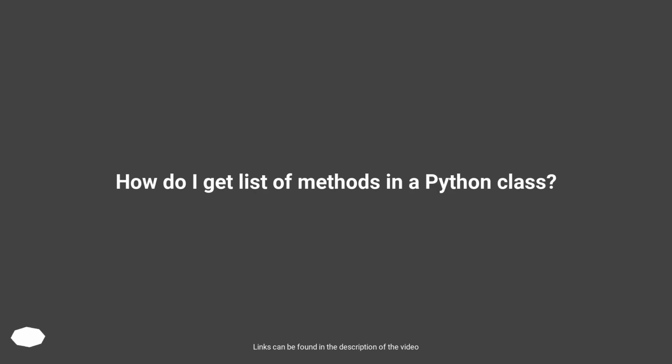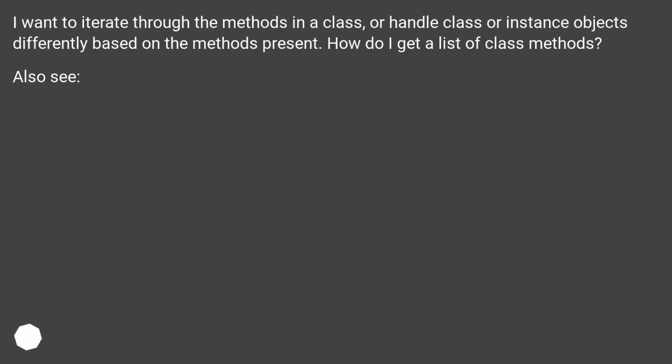How do I get a list of methods in a Python class? I want to iterate through the methods in a class, or handle class or instance objects differently based on the methods present. How do I get a list of class methods?